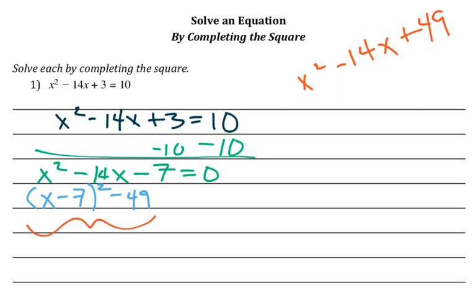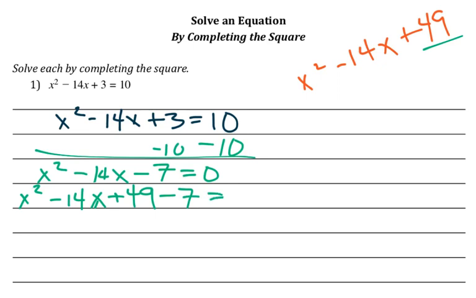I fixed this to keep it from changing the value. But now I'm going to show you how most people like to show this. So here's x squared minus 14x. I know that I need this plus 49, so I'm going to write plus 49. I know that I can't get rid of that 7 yet, so I'm rewriting that.